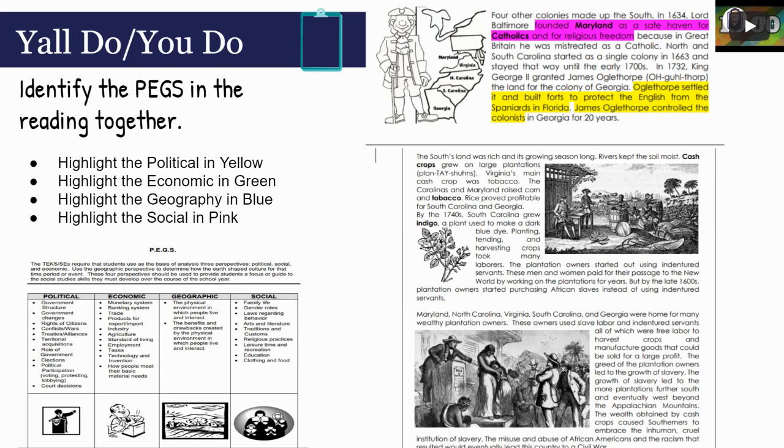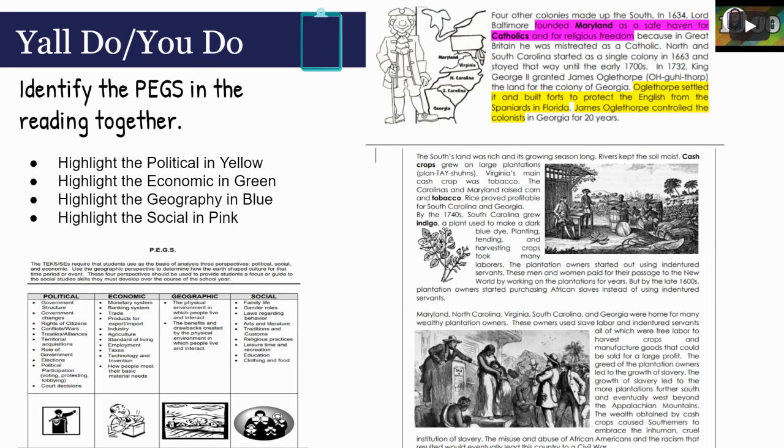I will tell you that is something very important to know, that where each religious group were located will help you with many test questions because this falls under multiple TEKS, okay? So Maryland, founded by Lord Baltimore, as a safe haven for Catholics for religious freedom. This means that they were being mistreated as Catholics in Britain.